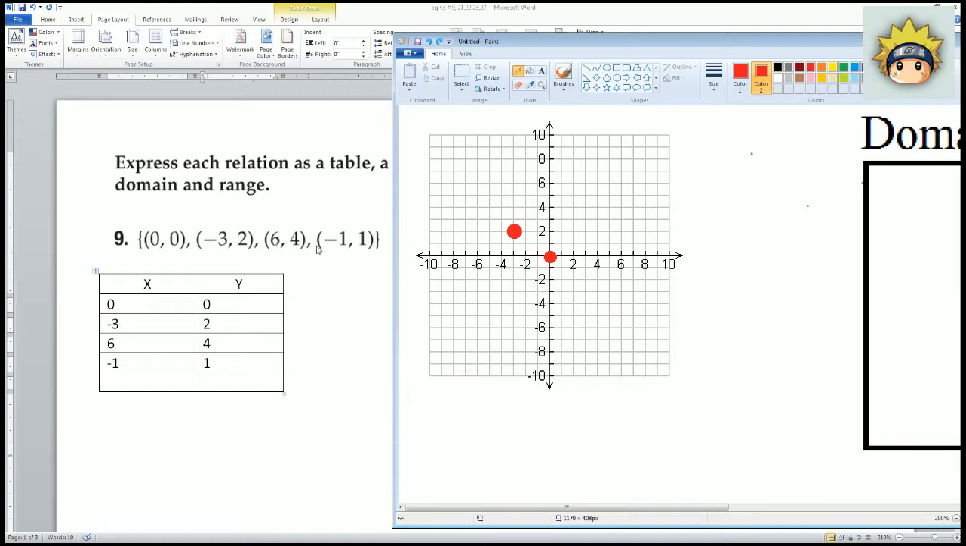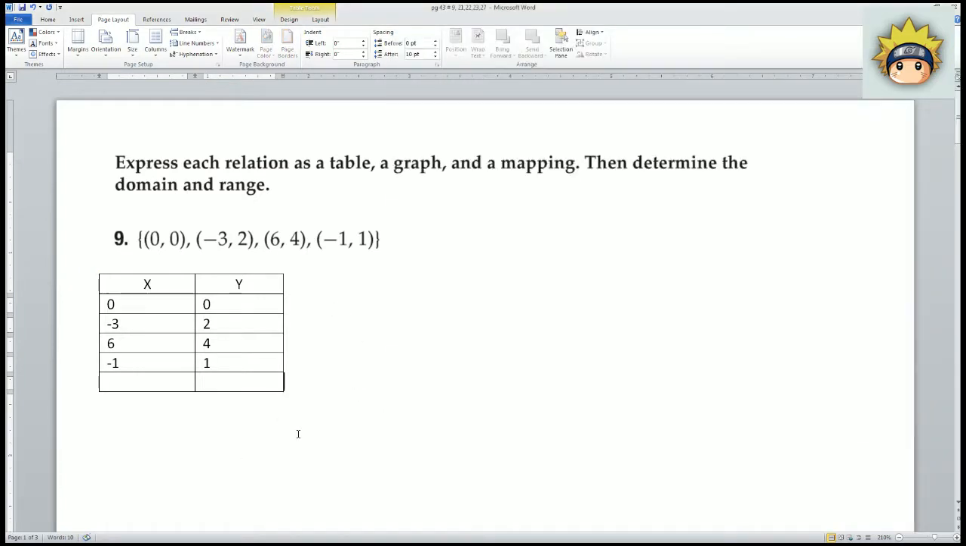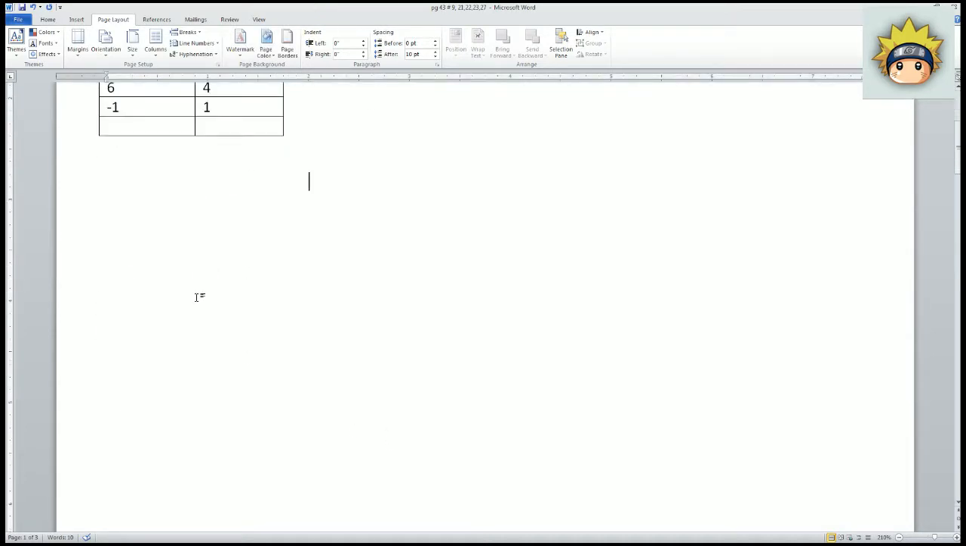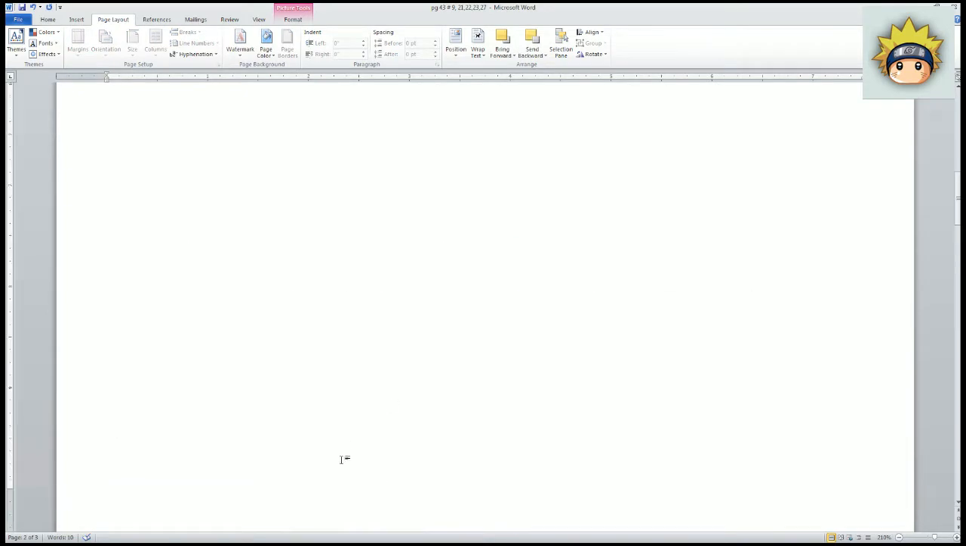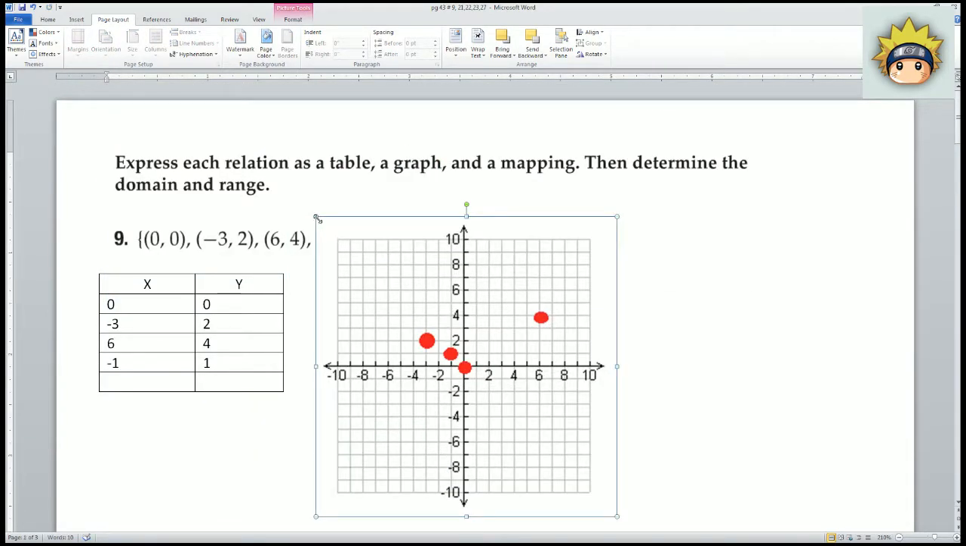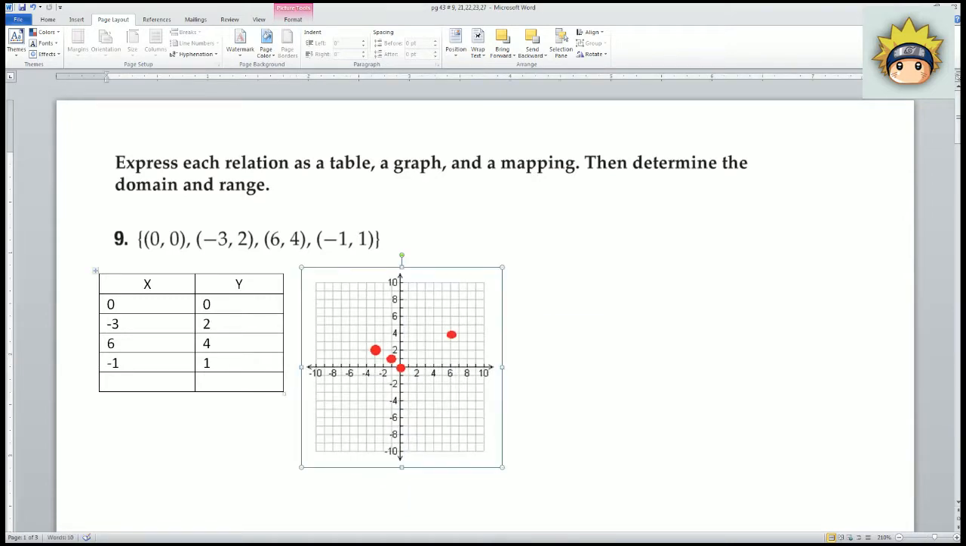Next one is 6, 4. So I have to go to the right 6, then up 4. Next, it's -1 and 1. So -1 and up 1. This represents the table format. Good. So next, let's grab that table for you so you can see it. Much better.